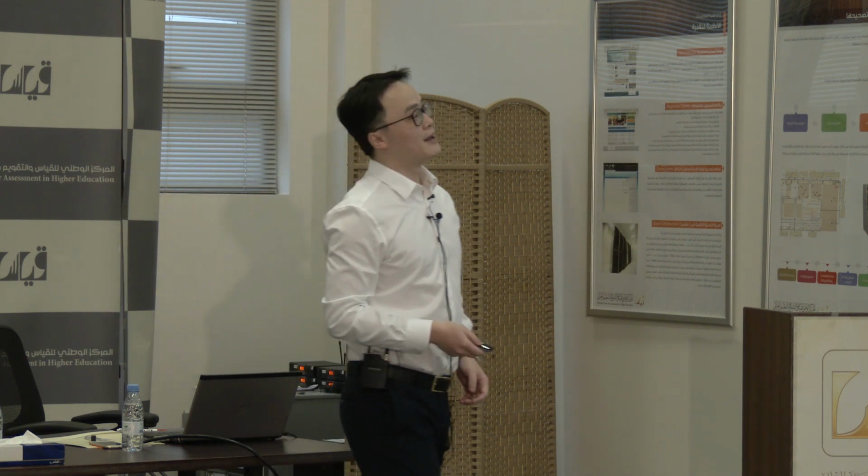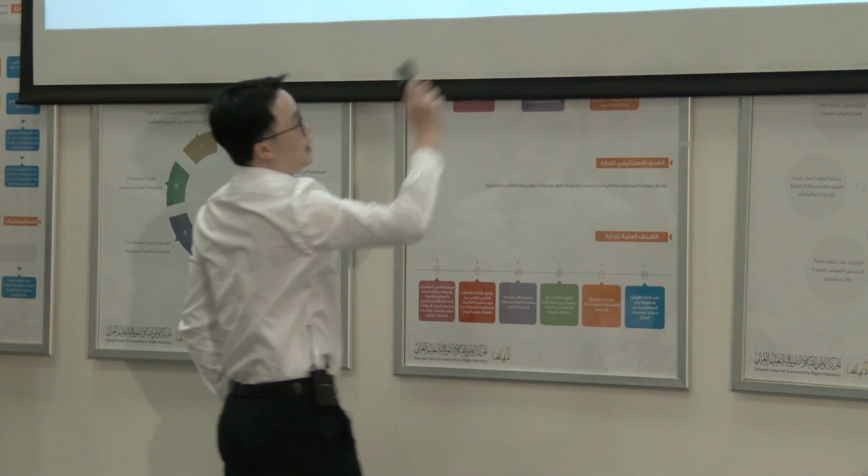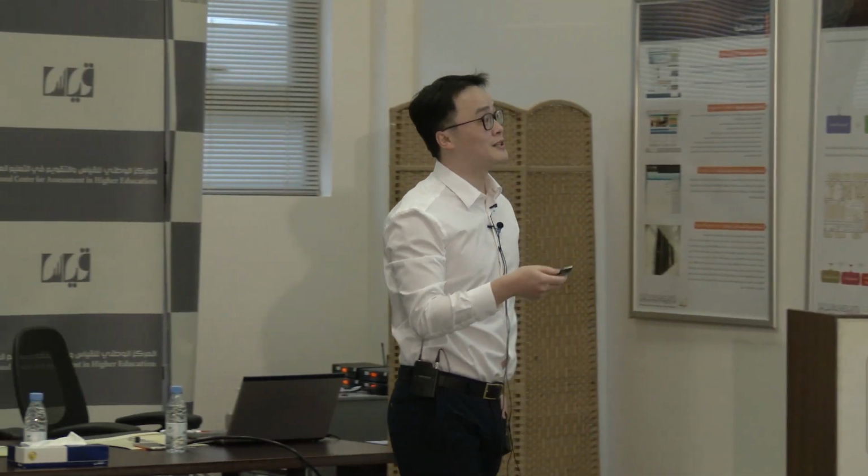Another thing you notice is that when your ability reaches a really low level, your probability of getting it right is going to approach 0, because we don't have a guessing parameter here. That's why it is like that. This is our Rasch model.